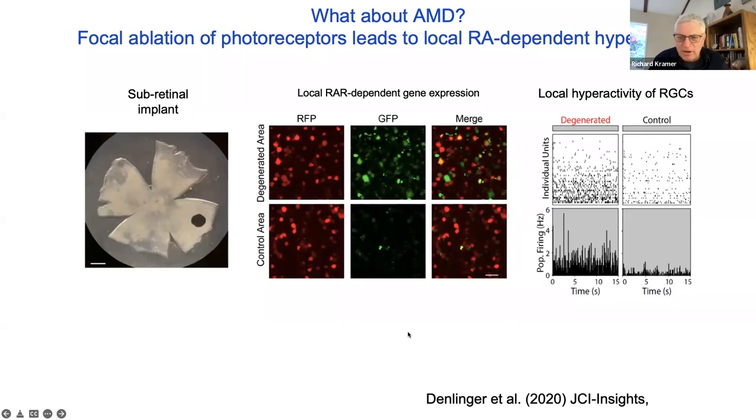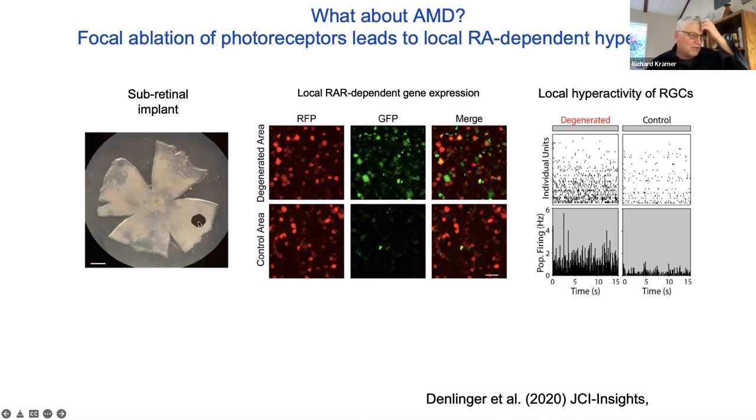You can't really study AMD. In fact, you can't study it in any animal model yet. So the best you can do, I suppose, is just ask what happens if you very locally ablate photoreceptors. In RP, we're talking about a mutation that causes degeneration of photoreceptors. Here, we're talking about a lesion, if you will, that is caused by implanting some foreign material subretinally.